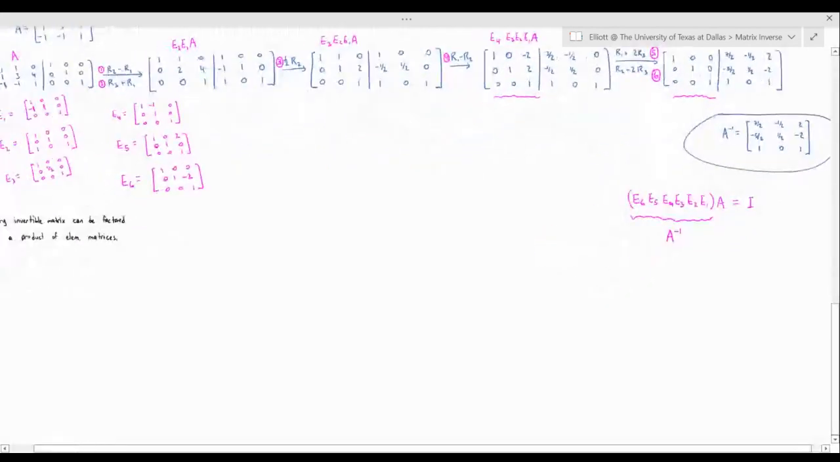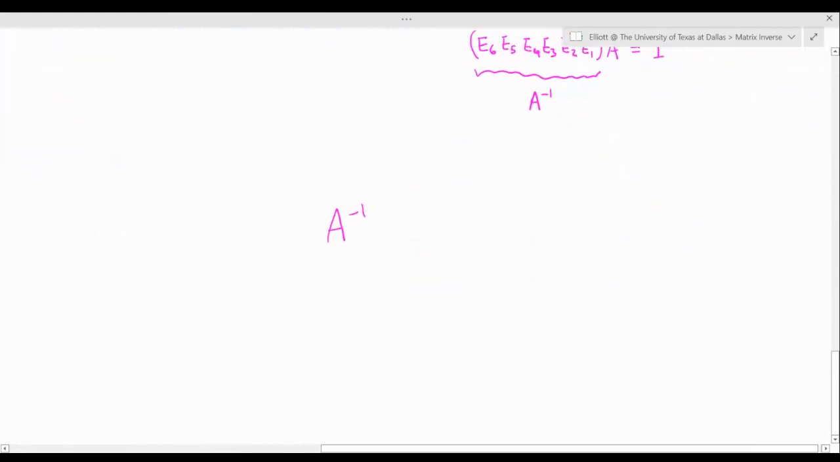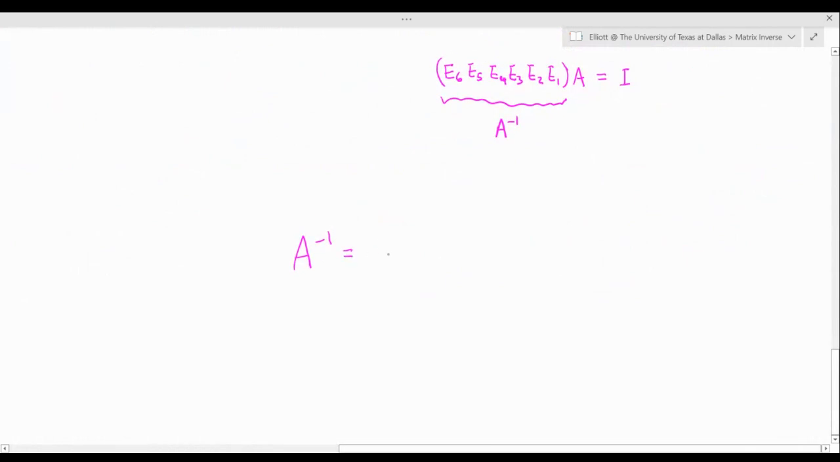Okay, so then A inverse would be the product of these 6 elementary matrices, all written out like that. Let me zoom in a bit. Okay. So if A inverse is equal to this product, then matrix A itself, you could say, is the inverse of this whole product of elementary matrices.